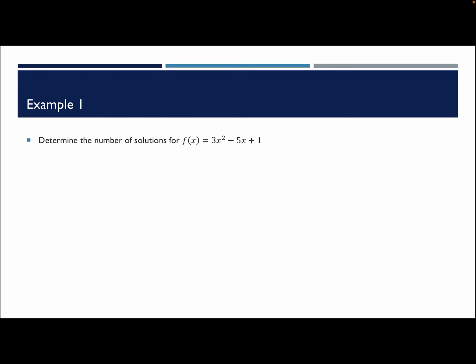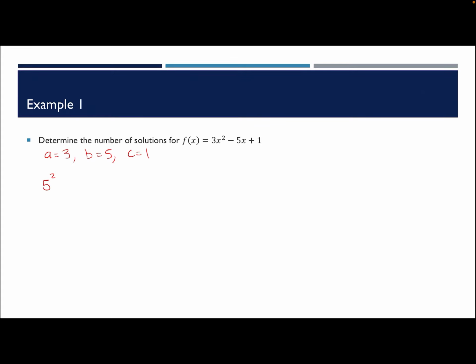We can skip that. That's a duplicate slide. My apologies. So the first example, we need to determine the number of solutions for f of x equals 3x squared minus 5x plus 1. So all we have to do is identify a as 3, b as negative 5, and c as 1. And then we solve our discriminant.